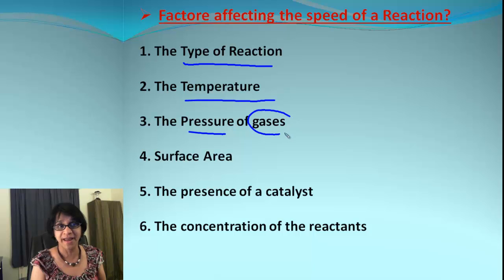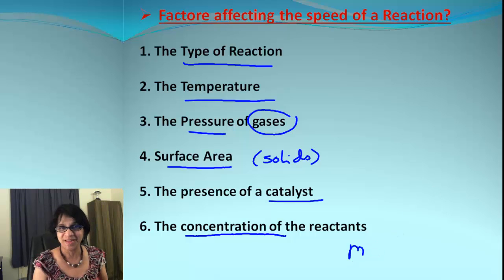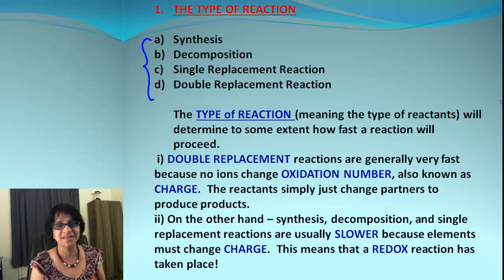This is only for gases, not for solids or liquids. Then it's surface area, and this is strictly for solids. Then for some reactions, there is a catalyst which can make some changes. And of course, the concentration of reactants. What is the molarity for the reactants? That's also important. So let's talk one by one each of those. First thing, the type of reaction. As you all remember, there are four major types of reactions: synthesis, decomposition, single replacement, and double replacement.